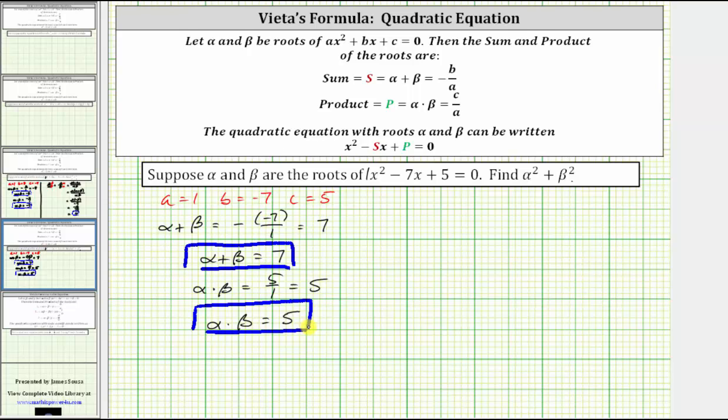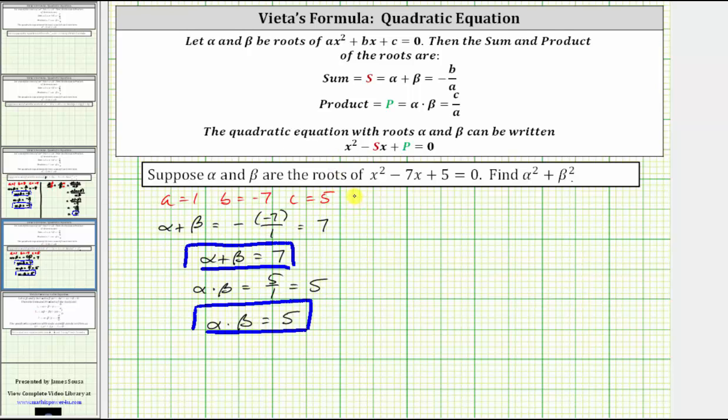Now I do want to mention, when we're given a quadratic equation with a leading coefficient of 1, or if it's in this form here, which is the form that we have, we can determine the sum of the roots s by taking the opposite of the coefficient of x. Notice how here the coefficient of x is negative 7, and the sum of the roots is positive 7, and the product of the roots p can be found by using the constant term, and notice how here the constant term is 5, which does give us the product. But this does only work when the leading coefficient is 1.